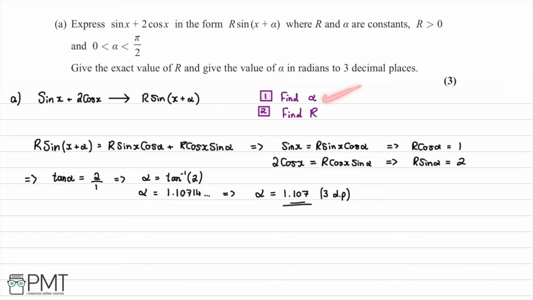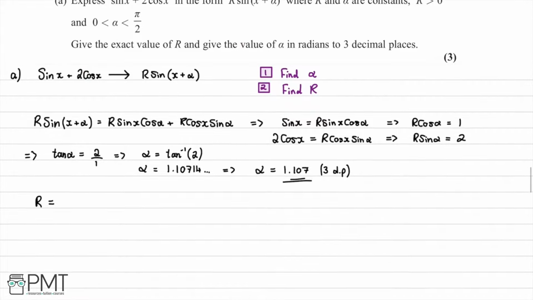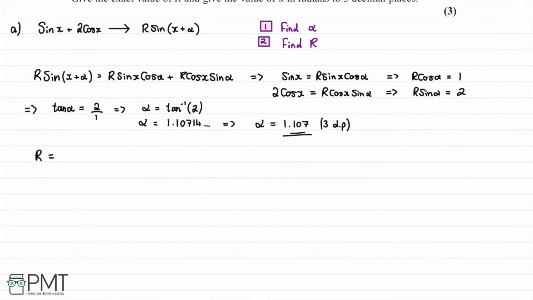So that's step 1 complete, and in step 2, we need to find r. So how do we find r? We have that r is going to be equal to the coefficient of sine x squared plus the coefficient of cos x squared, and then we square root that. So r is going to be equal to 1 squared plus 2 squared, and we square root the whole thing. That's going to be equal to 4 plus 1, which is 5, so root 5.